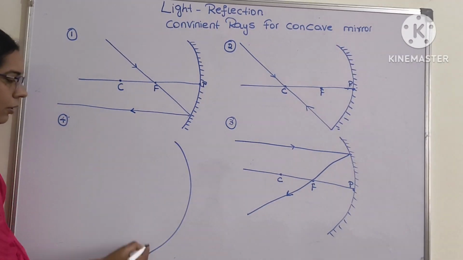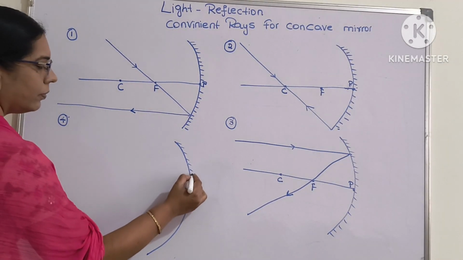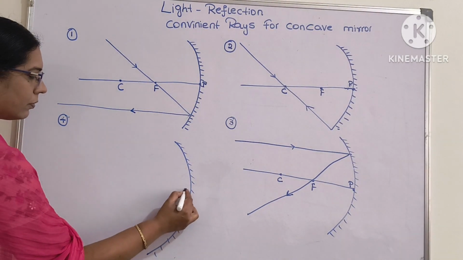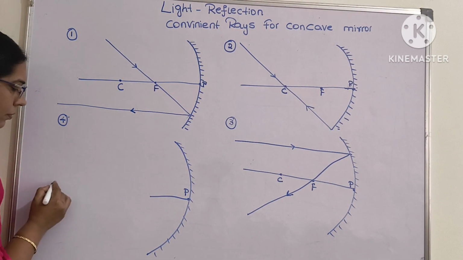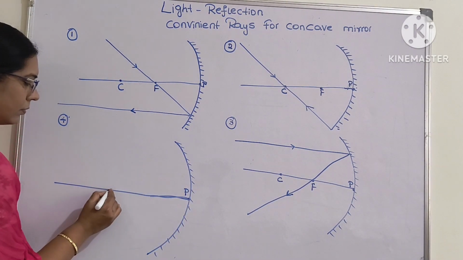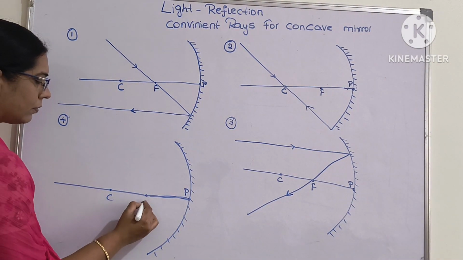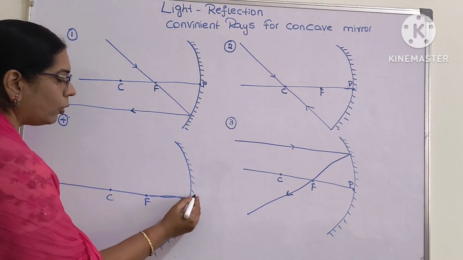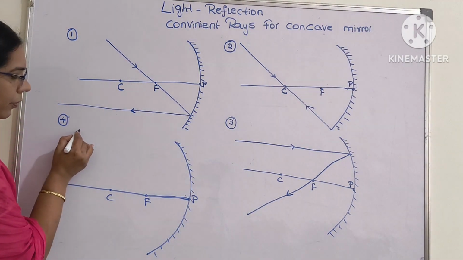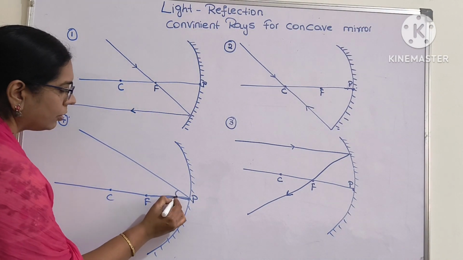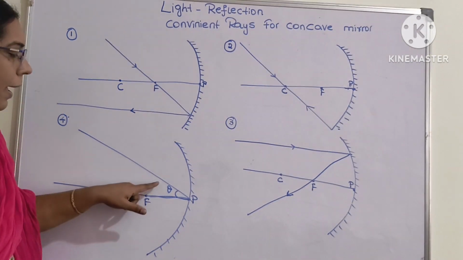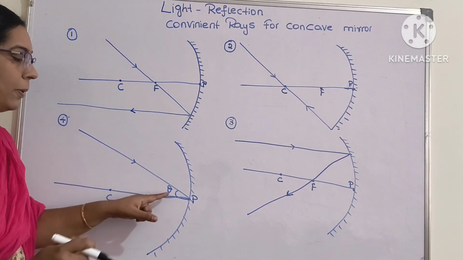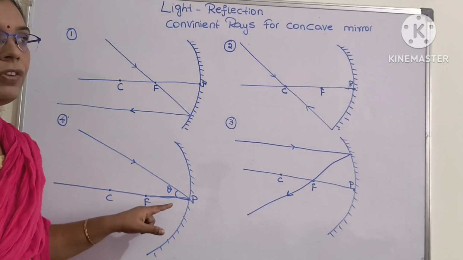The fourth one. The incident ray strikes the pole. So this becomes your angle of incidence. The angle between the incident ray and the principal axis will be your angle of incidence.